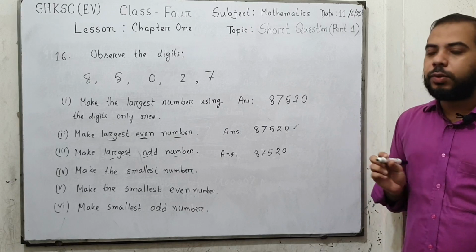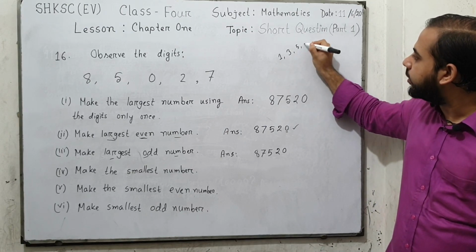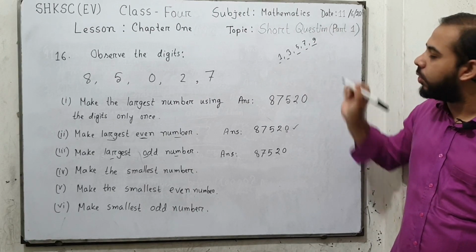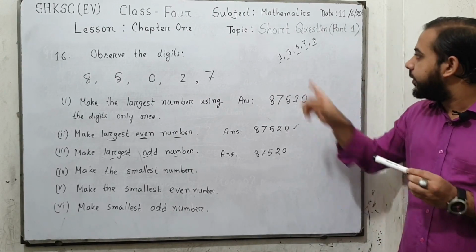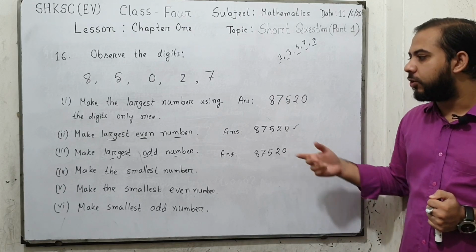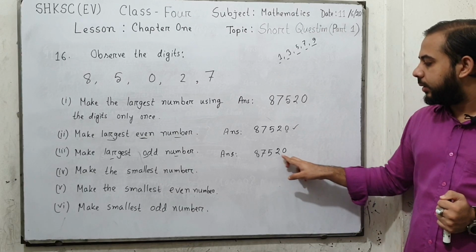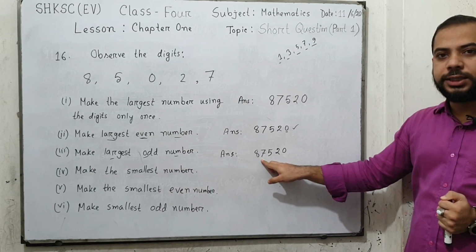So we know that an odd number's last digit can only be 1, 3, 5, 7 or 9. These digits are odd digits. So if these digits are in the last position of any number, then it is called an odd number. Here we can see in the largest number there is only one odd digit, that is 7.